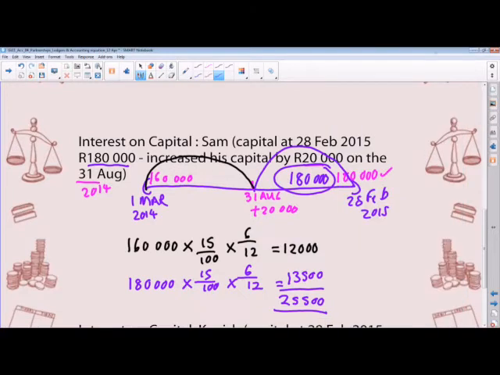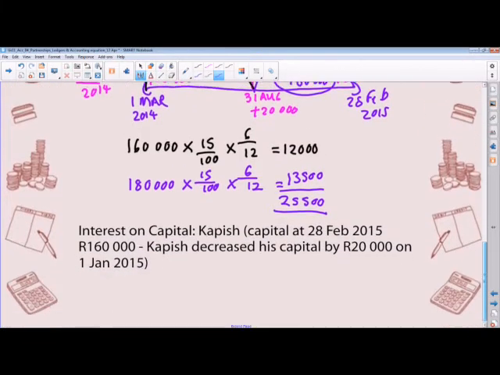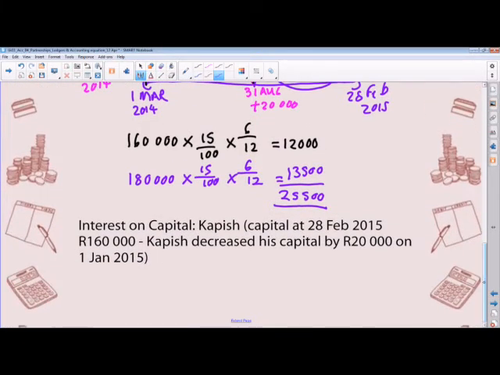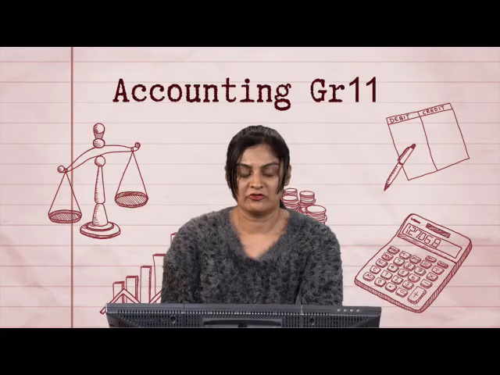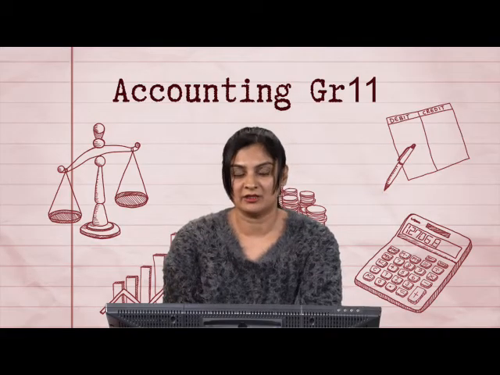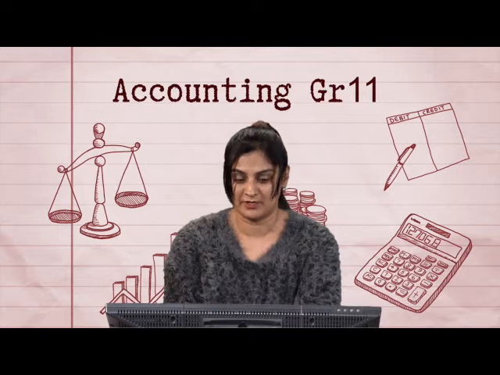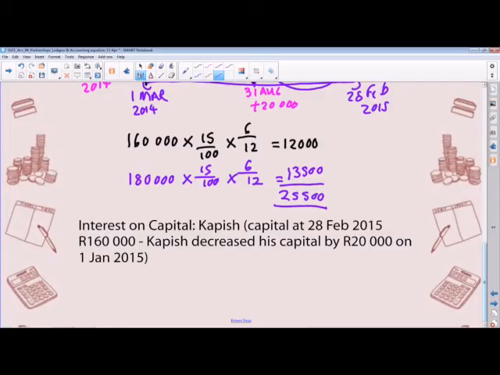Okay, we've done the calculation for Sam. Now let's look at the interest on capital for Capiche. So what I'm going to ask you guys to do, let's give you 2 minutes so that you can do the interest on capital calculation for Capiche. Right, there's the information given to you. I want you guys to draw a timeline and I want you to try and set out the calculation similar to the calculation that I set out above. Okay, guys, your time starts now. 2 minutes for you to do this calculation.